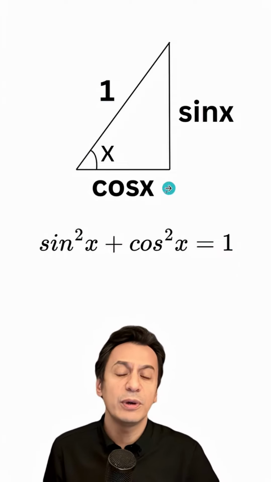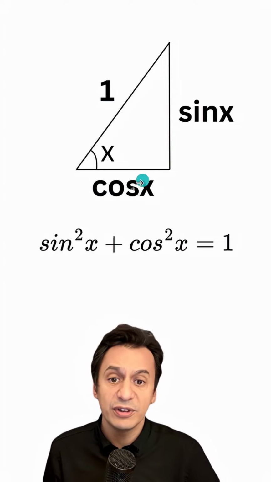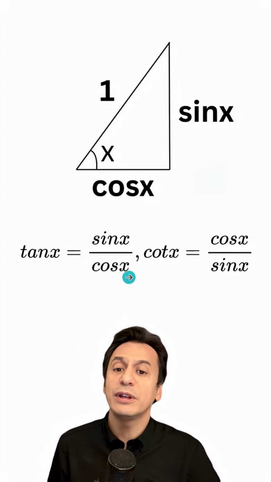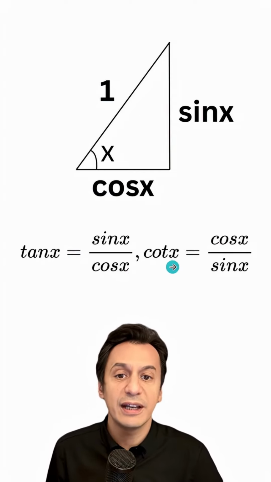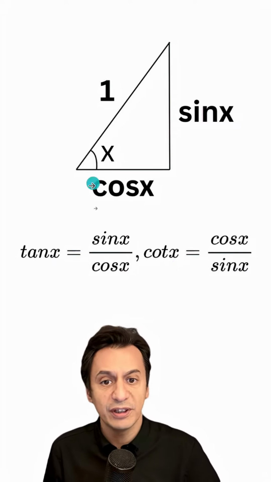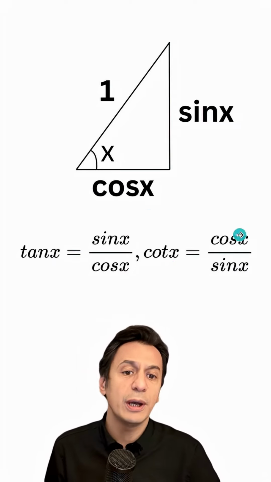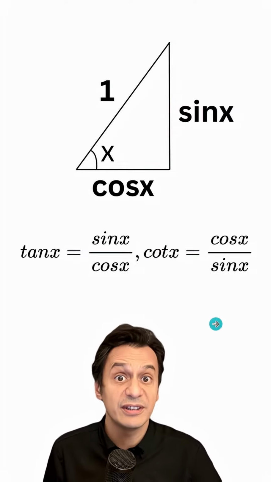Or let's say we want to write tan x. I can also easily show that, for example, when you say opposite over adjacent, that's sin x over cos x. Or when finding cotangent x, which is adjacent over opposite, that's cos x over sin x.